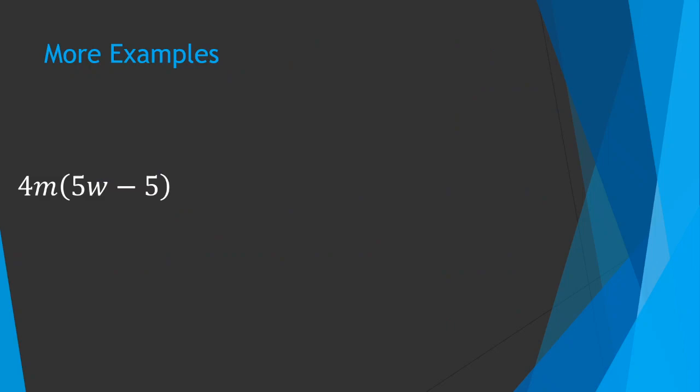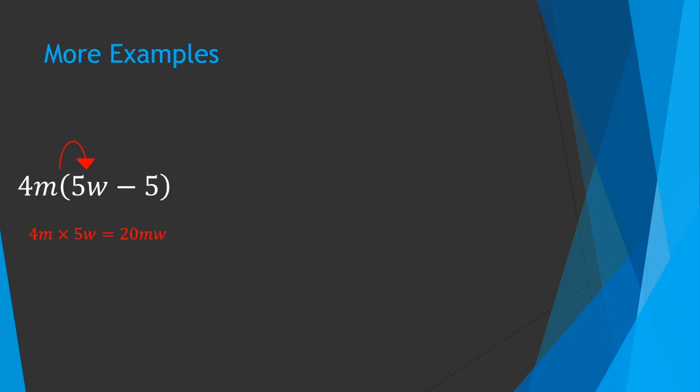Here we essentially have two more examples, just a little bit trickier. So we have 4m on the outside and 5w minus 5 on the inside of the bracket. The first thing we're going to do is multiply the outside with the first term in the brackets, which is 4m times 5w. And you'll see there that that equals 20mw.